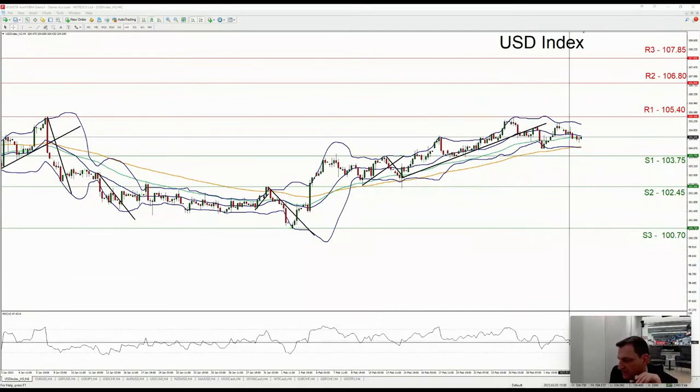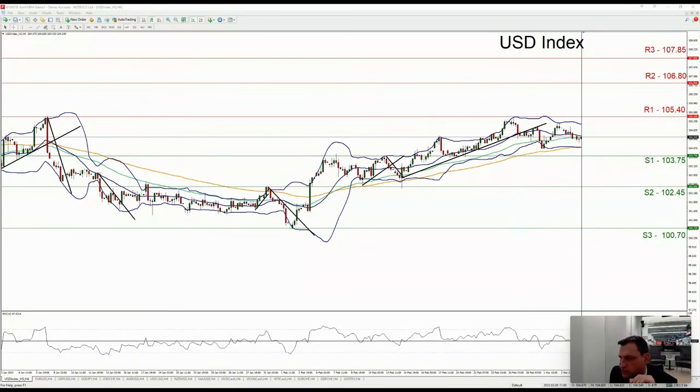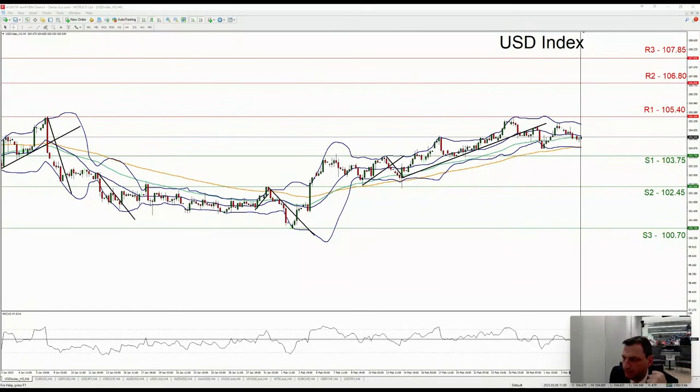The RSI indicator dropped below the reading of 50, yet remained close by. It's actually right now at 46. So I wouldn't say that it points towards a bearish outlook. No, on the contrary, I would say that there's still a rather indecisive market about where to actually push the US dollar.